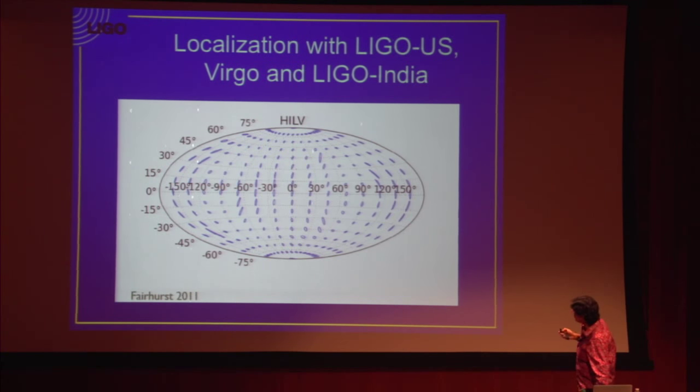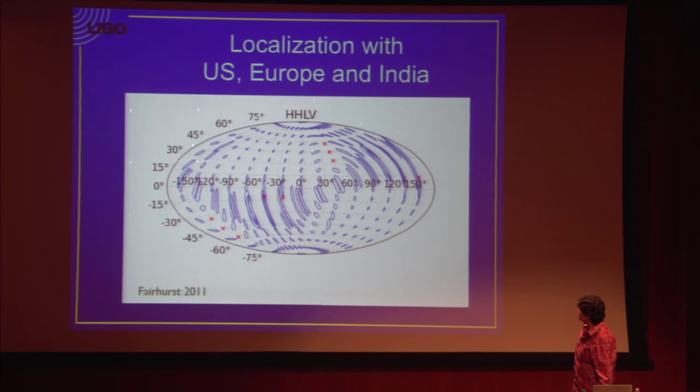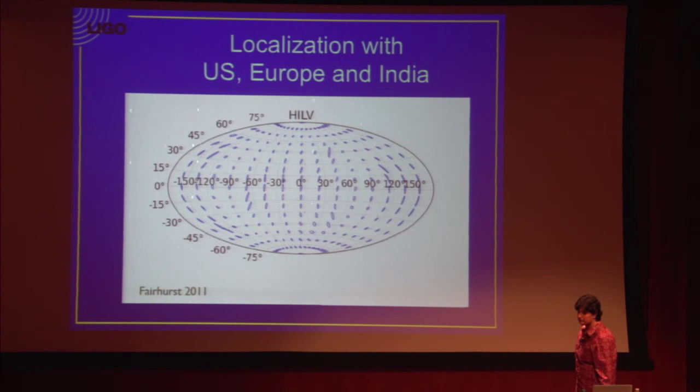And so this motivation for a global network is very much on our minds, and in fact, what's pushing the possibility of putting a LIGO detector in India. So just quickly, this is what it looks like without India, and here it is with India. Okay, so localizations get better.